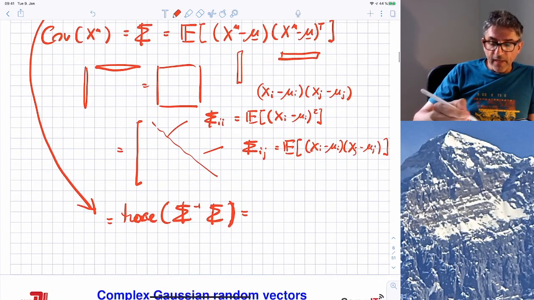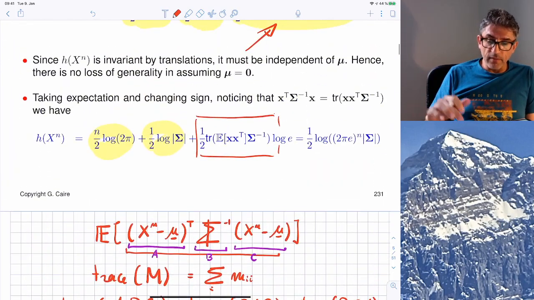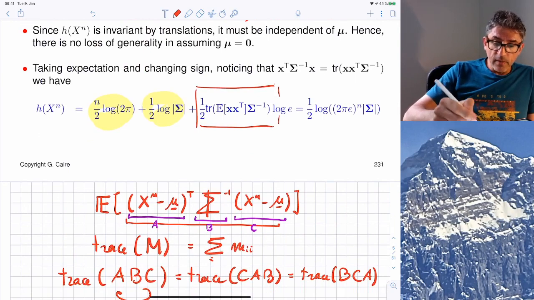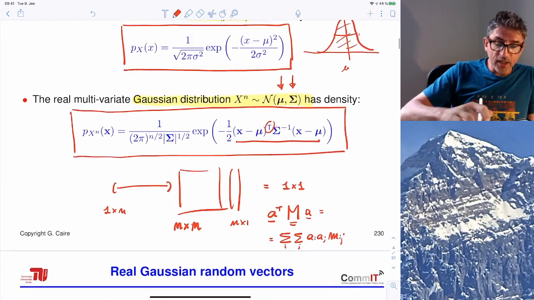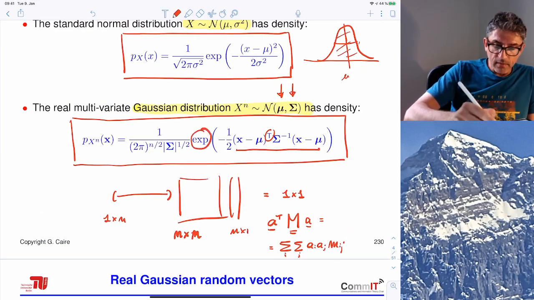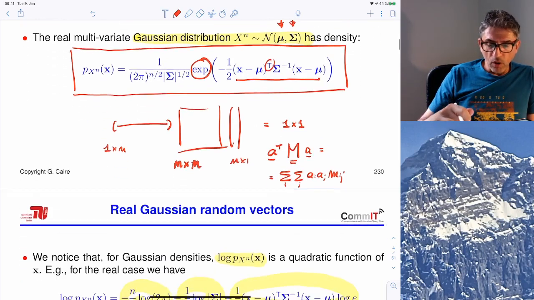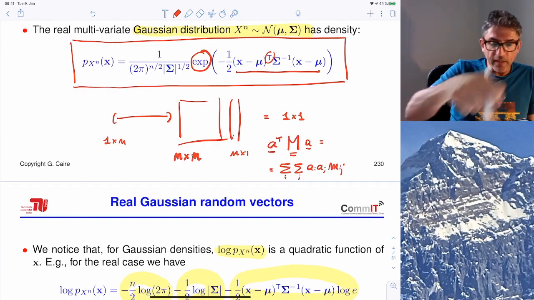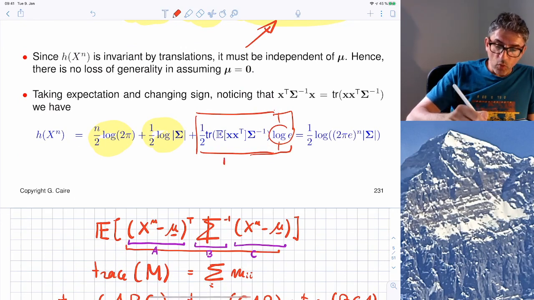And this is the trace of the identity. The identity is a matrix that has all 1s on the diagonal, so this is just the dimension of the vector, n. So what we have done here is that in this term we have log e, because the Gaussian distribution has an exponential, and e is really the natural base of logarithms. So when we take the log, we get a log e factor there. This log e stays, and this thing is simply 1/2 n times log e.